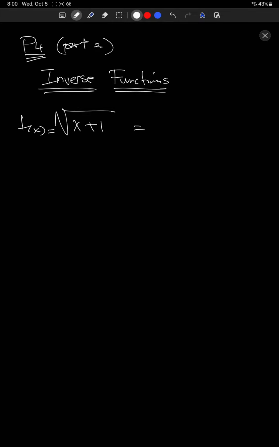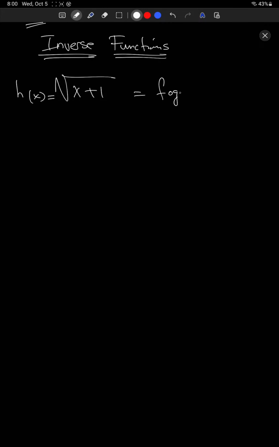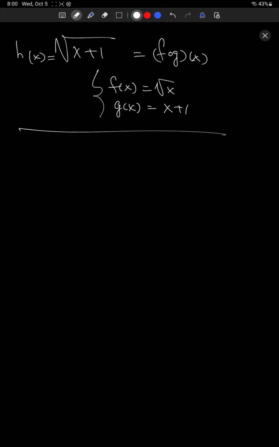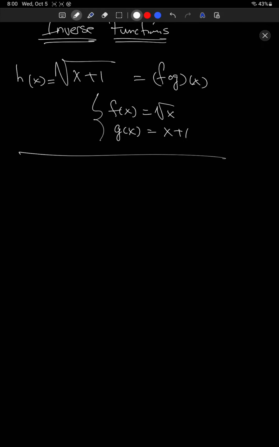Let me call this guy h, equals f after g of x, where f of x would be, in this example, square root of x, and g of x is equal to x plus 1. This kind of breakdown is super, super important. So make sure you're very comfortable with it because a huge part of the computations in calculus depend heavily on being able to recognize how to break down a complicated guy into easier pieces that you already know how to work with.